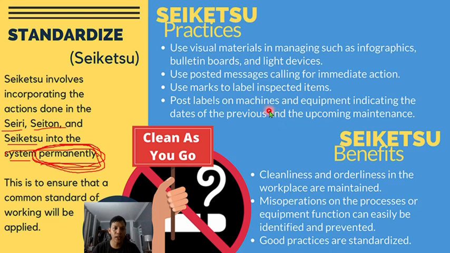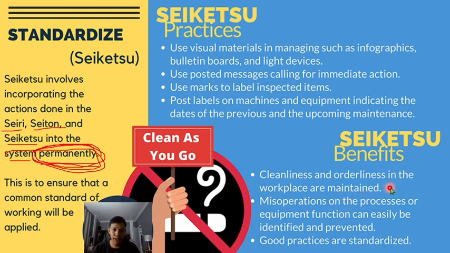Okay, so we need to put labels so that we have reminders, the dates of the previous and the upcoming maintenance. Just like for example in the car, we need to change the oil, and we need to put the dates or the odometer reading of the previous change, and the odometer or the date for the upcoming oil change. So we need to have guidance, we need to have maintenance, so we need to have a standard on this particular activity.